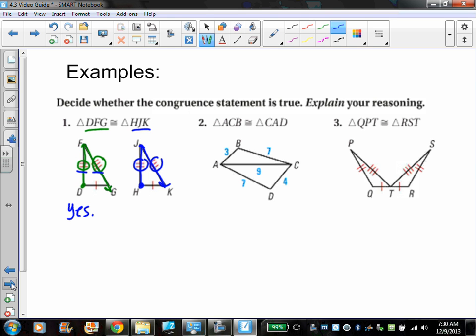Explaining our reasoning, well, basically, the points match up in both triangles. And that's how we know.